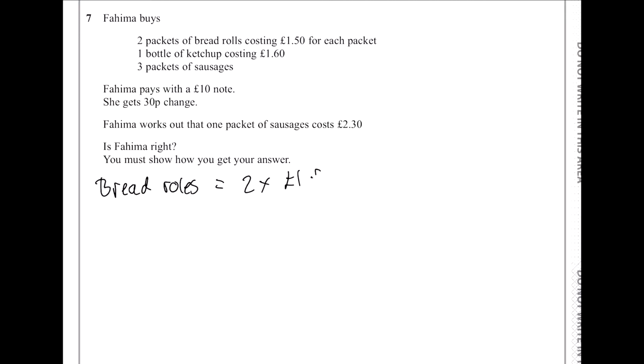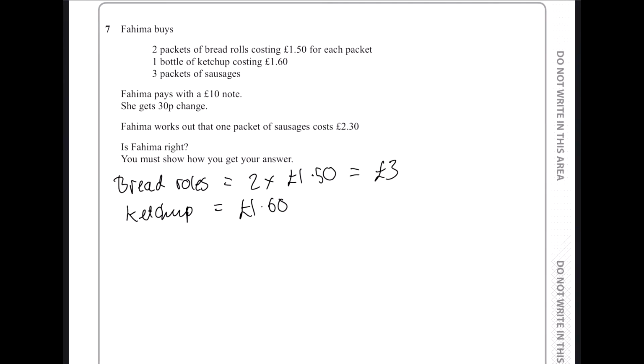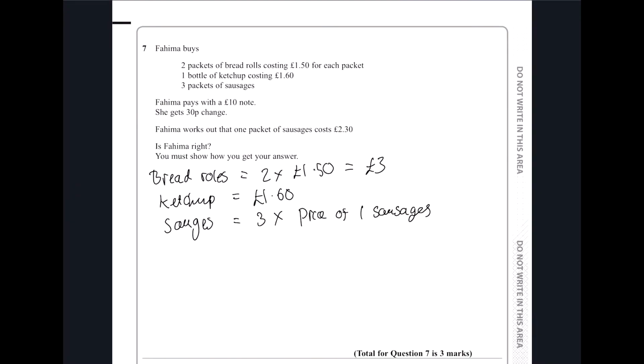And each one is £1.50, so it's this much, £3. For ketchup, the cost is £1.60, and then 3 packs of sausages. Okay, so if we add up the total so far, sausages is equal to 3 times P. If we now add up what we have, we have £3 plus £1.60, that's £4.60.